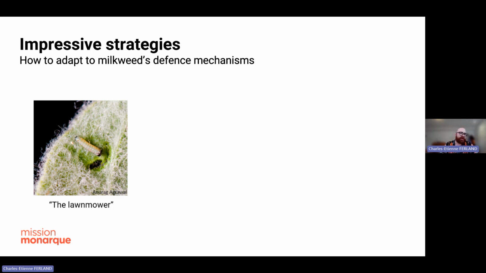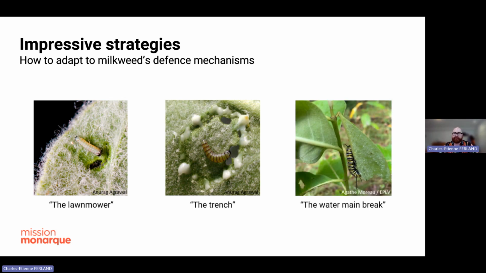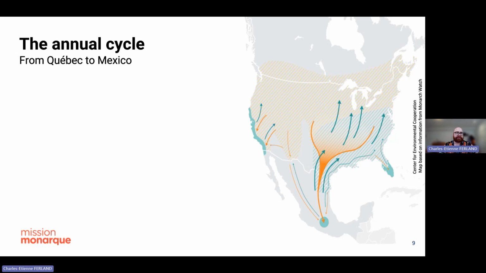The first one I like to call the lawn mower. It's essentially the monarch caterpillar mowing the lawn, mowing the trichomes to access the plant tissue. Then we have the trench, where the monarch caterpillar will make little punctures in the leaf so as to drain the latex. And when the larva is bigger, it can break the stem of the leaf, and I call that the main water break. So it drains the leaf in order to eat it afterwards.